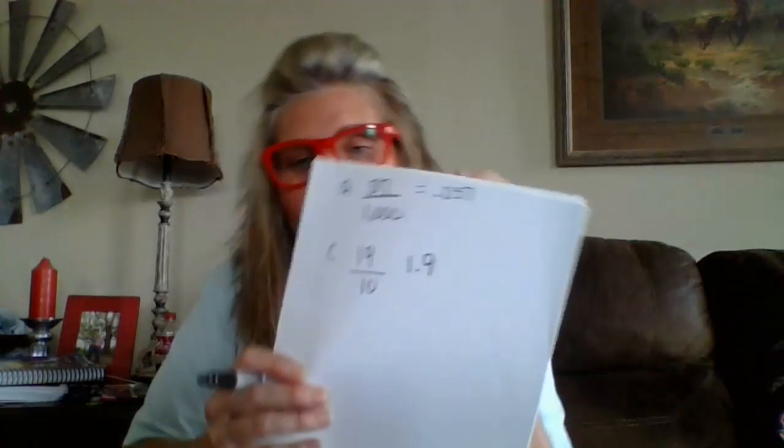Then I want you to look at C, 19 tenths. 19 tenths. That's going to be a mixed decimal. That is going to be 1.9.